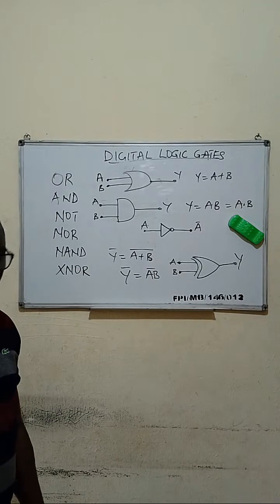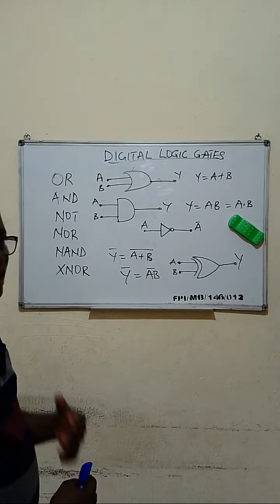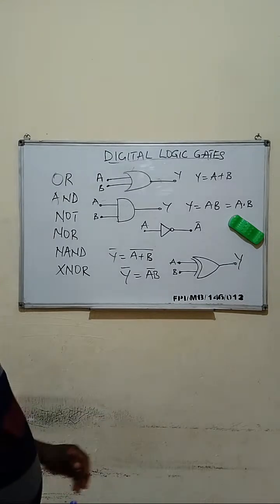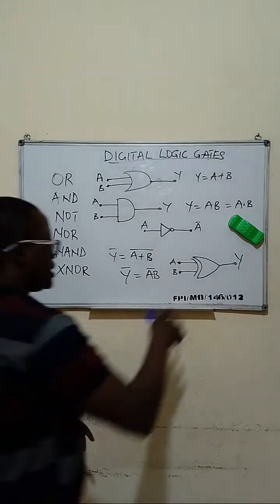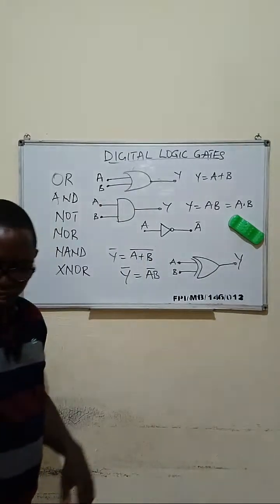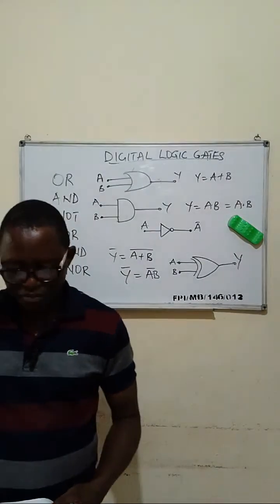It's a selective gate. It doesn't want the two of them to come in at the same time to bring a high. So it picks only one. If the two of them are high, then in that case we're going to have a low at the output. That's just a revision of the gates that we learned last time.